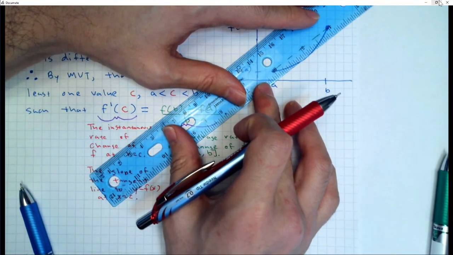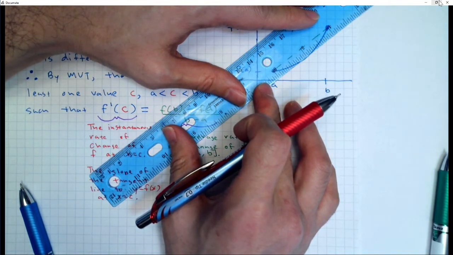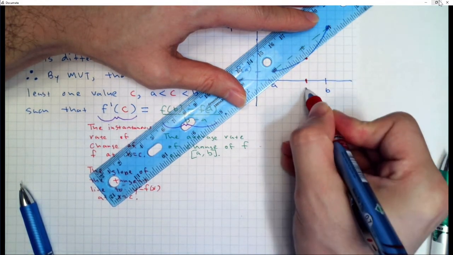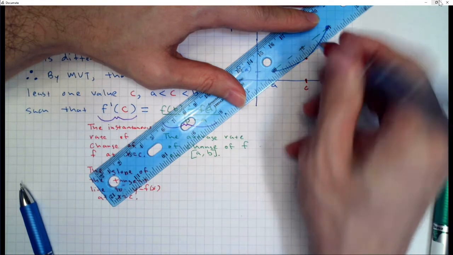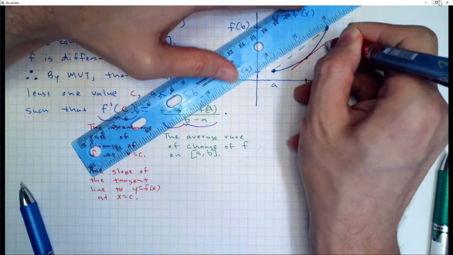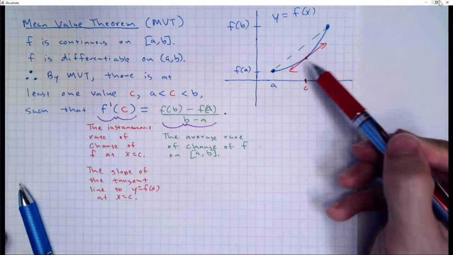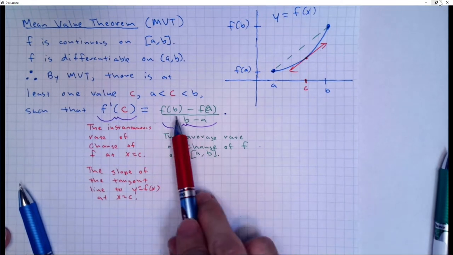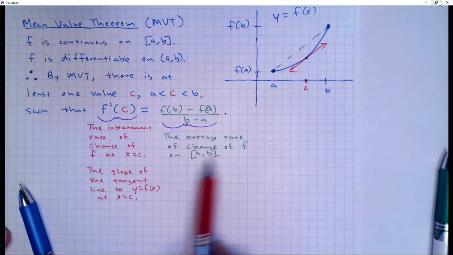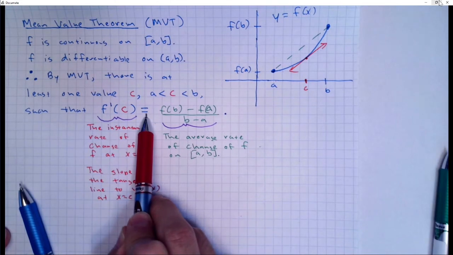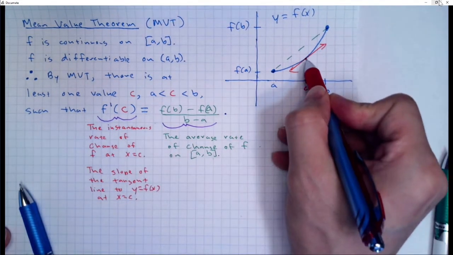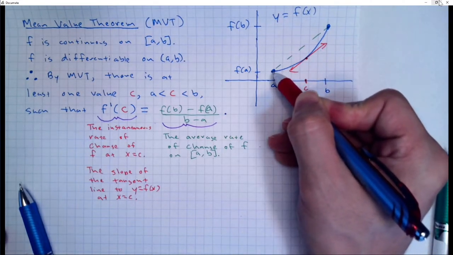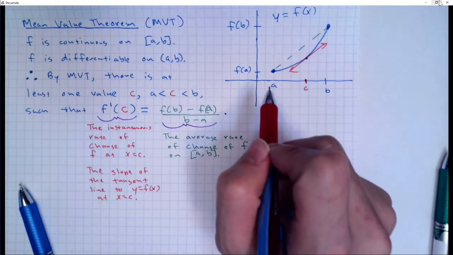Let's see how well that shows up on camera. Not bad. That's probably good enough. It looks like there's our magical c value where the slope of this tangent line, see how the slope of that tangent line matches the slope of the secant line. The average rate of change of f on a comma b is equal to f prime of c right there. If this was drawn perfectly, of course, with the red tangent line parallel to the green secant line.